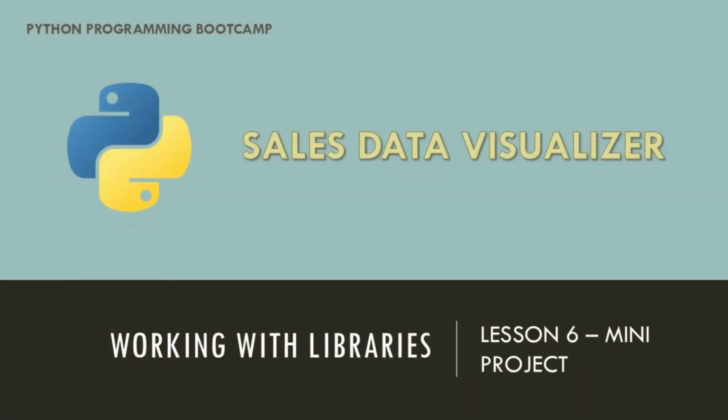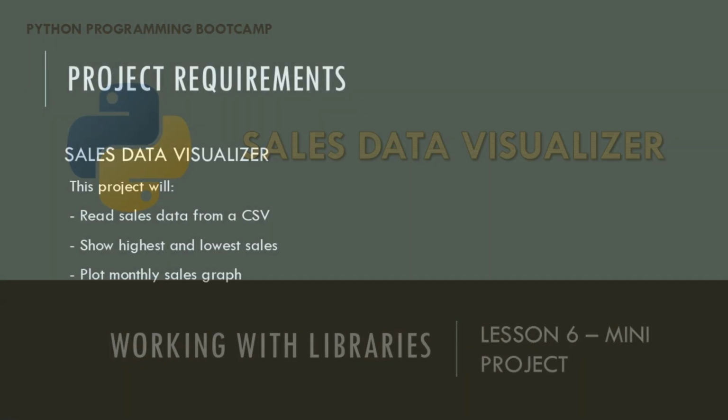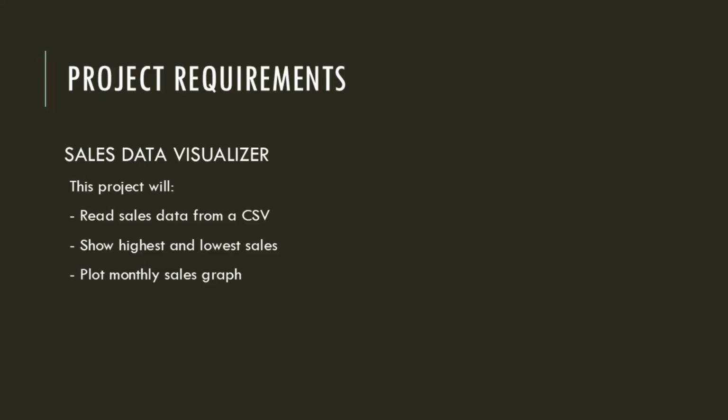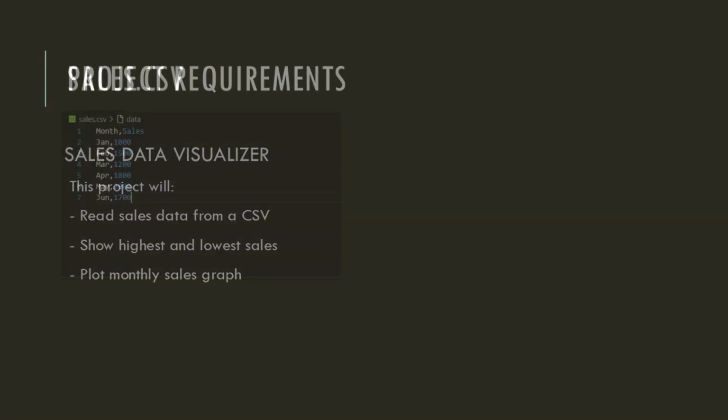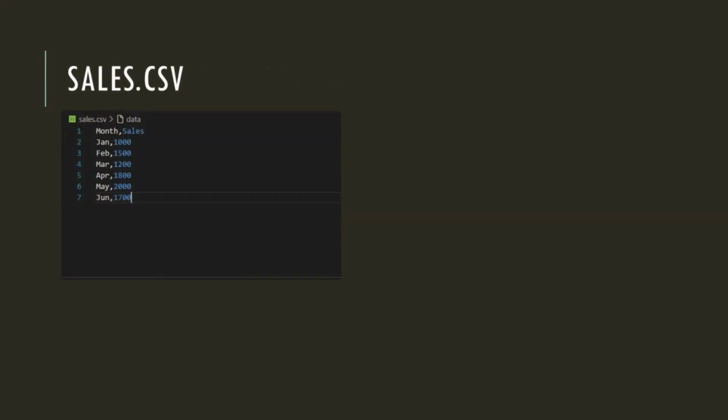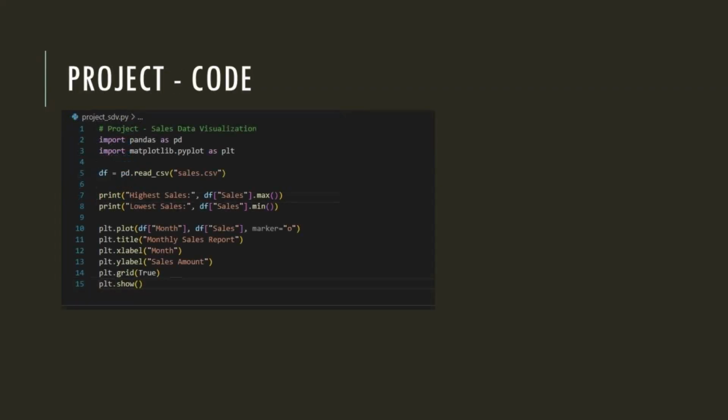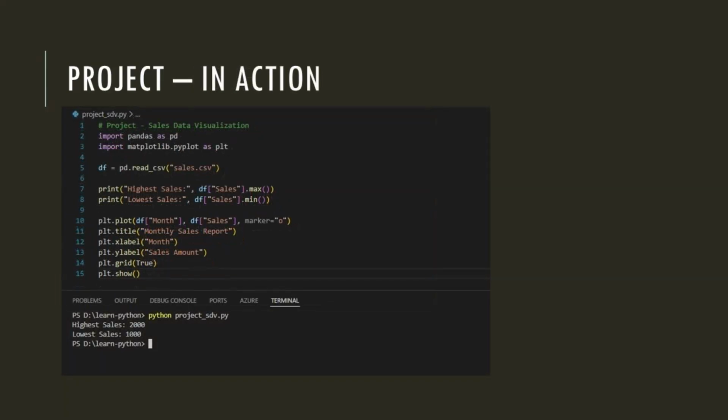Let's build a practical project, a sales data visualizer. This project will read sales data from a CSV, show highest and lowest sales, and plot a monthly sales graph. Here we have the monthly sales data stored in the sales.csv file for the months January to June as displayed on the screen. We read the CSV file using the read_csv function into a data frame named df. Then we print the highest and the lowest sale using the data frame max and min functions respectively.